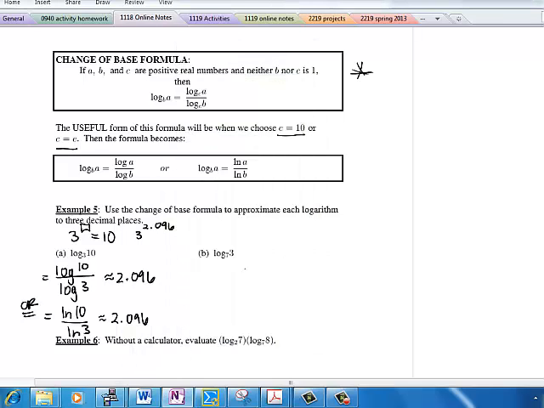Okay. And then similarly, log base 7 of 3. Using that change of base formula, we can do log of 3 divided by log of 7, or we can do natural log of 3 divided by natural log of 7. They should give us the same thing. And let's think about what we're expecting. 7 to what gives us 3? We know that 7 to the 0 is 1, and 7 to the 1 is 7. So this should be somewhere between 0 and 1. Let's check and see.